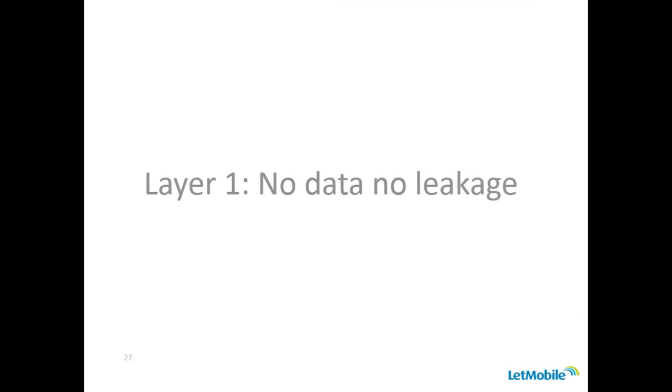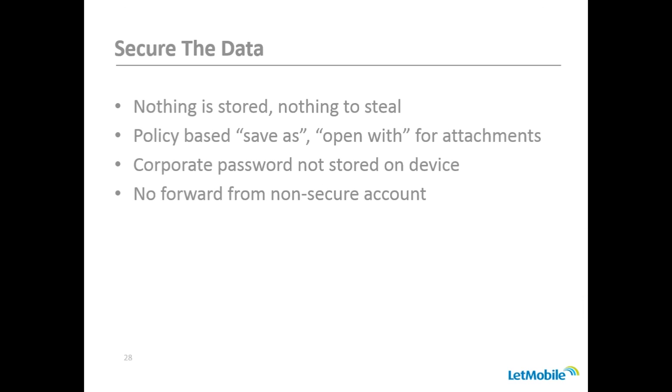So the first thing, no data leakage. As I said, with Let Mobile, nothing is stored on the device. This is the de facto way. Nothing is stored. There's no way to steal this information. As I also explained, there's no way to save attachments or open them. You have full control of what is saved and what is open on the device, so you can define the rules and control attachment flow.